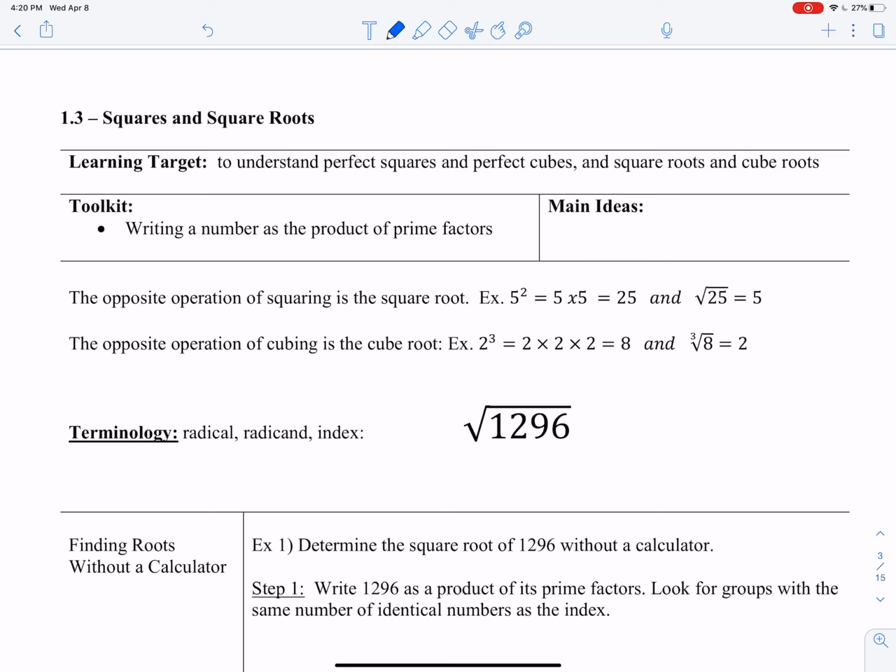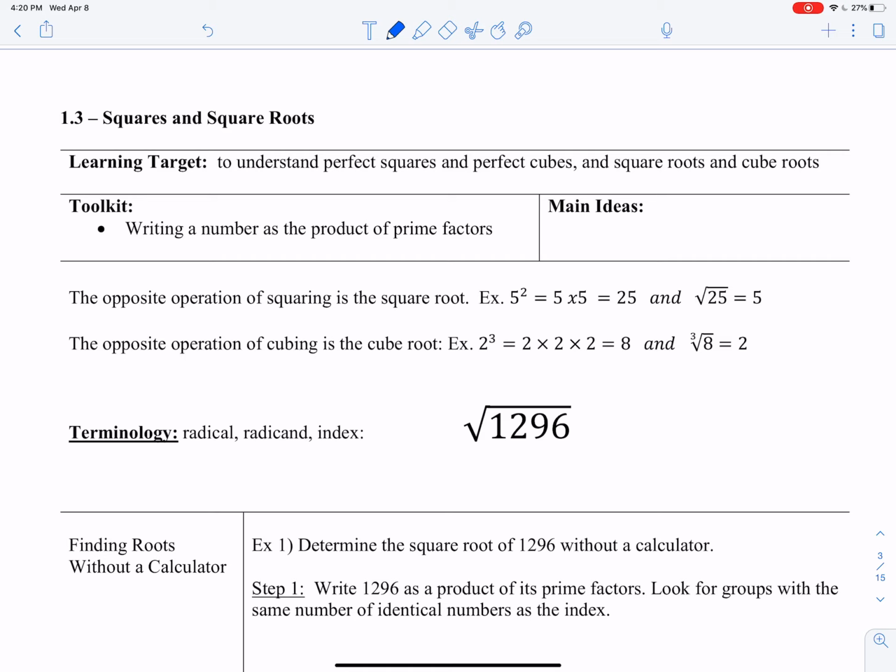So here's our second lesson for week 1. This lesson is on 1.3, squares and square roots. The learning target is to understand perfect squares and perfect cubes, and square roots and cube roots. And we're going to be using something that we learned in our last lesson, which is writing a number as the product of its prime factors.